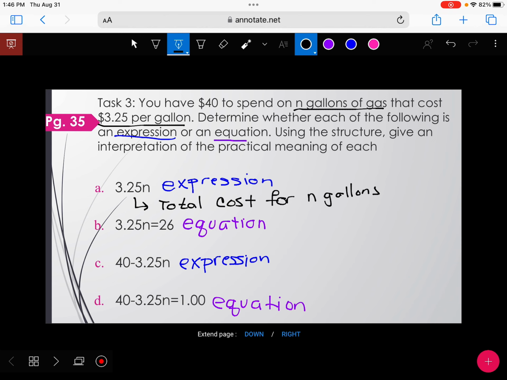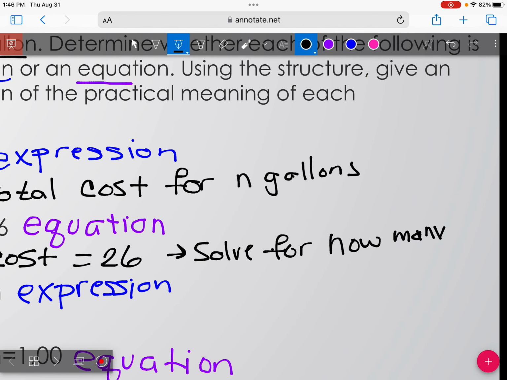We could then solve it to find how many gallons. So this one means that my total cost, because that's what that expression piece meant, equals 26. So we can solve for how many gallons, which I know you guys have way more space to write. I just wanted this all on one page so we could see it on the screen. We can solve this for how many gallons?